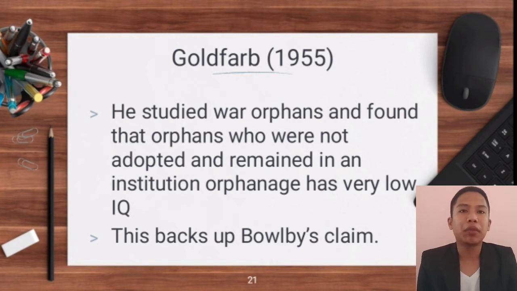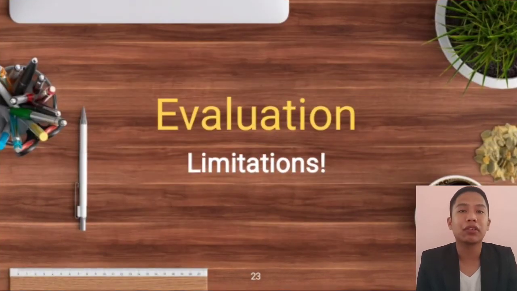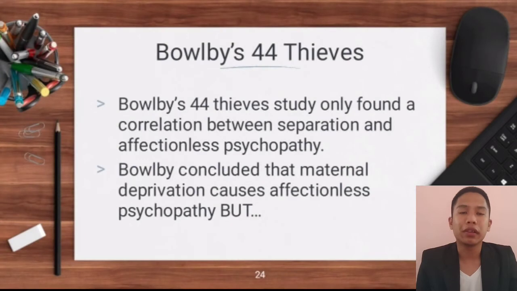While in Bifulco et al. 1992, they studied women who had lost their mothers before the age of 17 and found that the rate of depression was highest in women whose mothers had died before they were 6 years old. This also backs up Bowlby's claim. On the other hand, let's move on to the limitations, or the weaknesses.